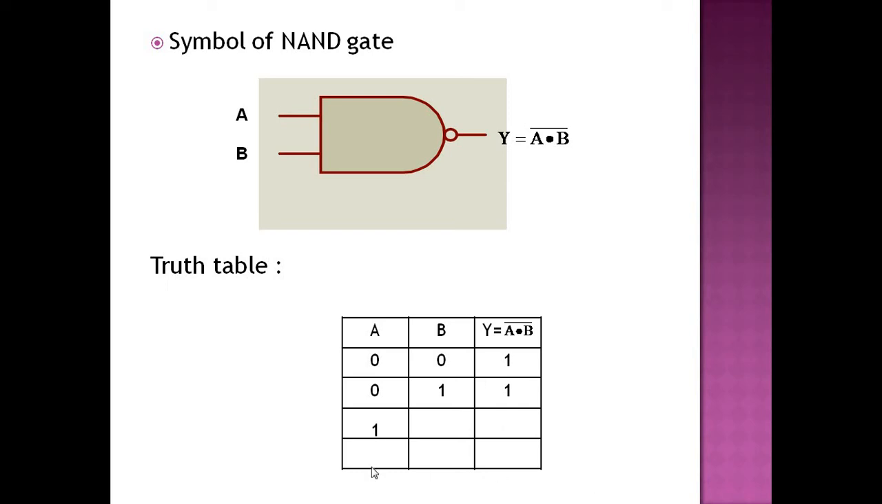Y is equal to 1. Again we apply A equal to 1, B equal to 0. We make the multiplication 1 into 0, so we get the output 0, and the complement of 0 is again 1. So the output of NAND gate is 1 for A equal to 1, B equal to 0. And now the last combination is A equal to 1, B equal to 1. So the multiplication becomes 1 and the complement of 1 is 0. So the output of NAND gate is 0.